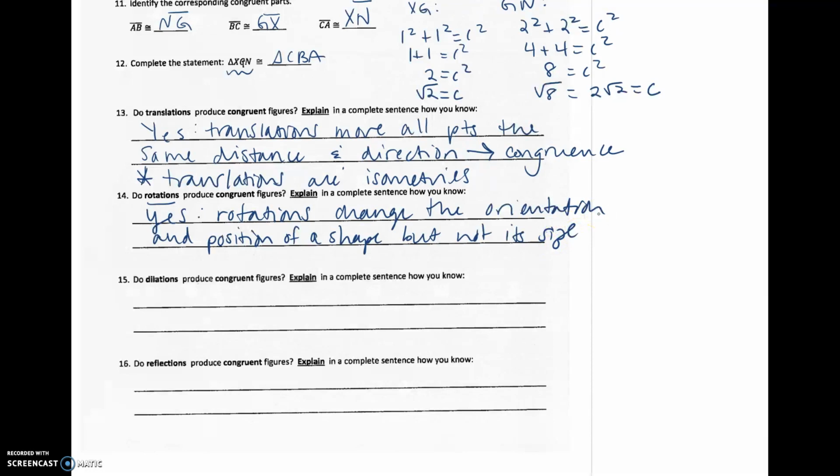All right, do dilations produce congruent figures? So this should jump out to us as a no. Dilations produce similar figures. And that's like, for example, when we did our AAA triangle constructions, we got similar triangles. So similar figures, and that's based on their scale factor. So they're larger or smaller.